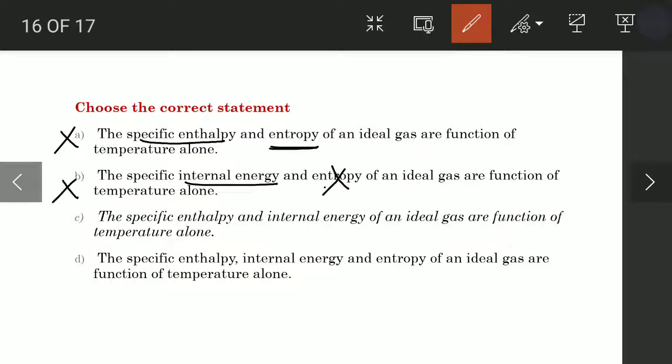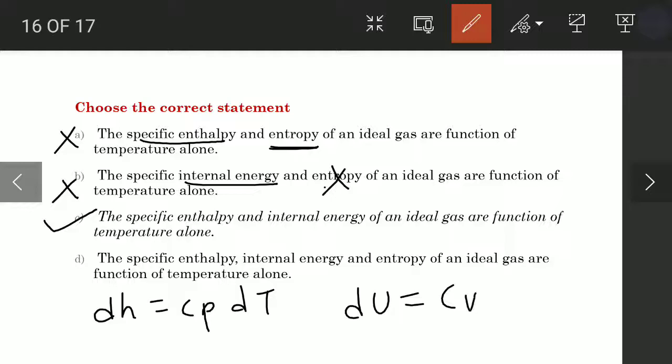Third, the specific enthalpy and internal energy of an ideal gas are functions of temperature alone. That is correct because we know these equations: dH is equal to Cp dT, where Cp is a constant, and dU is equal to Cv dT, where Cv is a constant. So from these two equations we can say that specific enthalpy and internal energy of an ideal gas are functions of temperature only. So option C is correct.